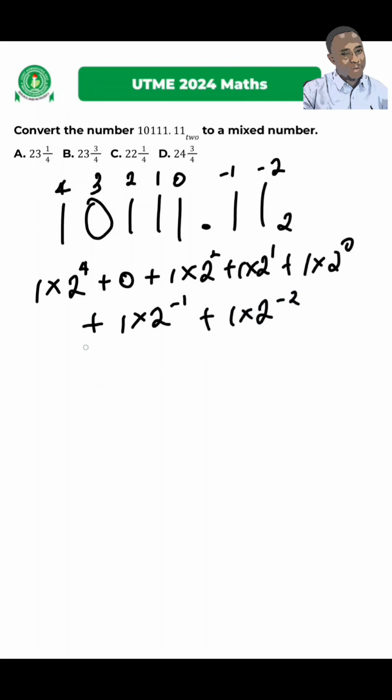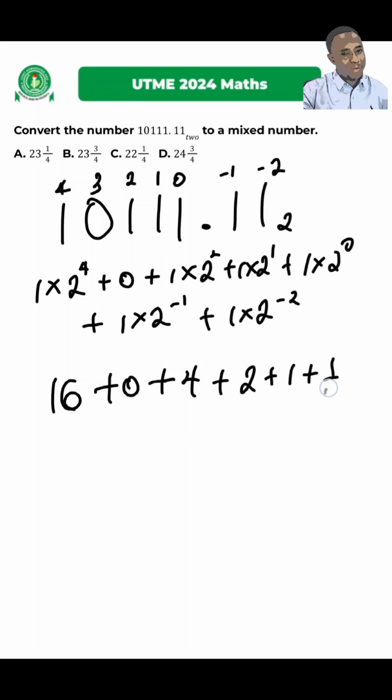So I have 2 raised to the power 4 is 16. I'm sure you know that. Plus 0, plus 2 raised to the power 2 is 4. 2 raised to the power 1 is 2. 2 raised to the power 0 is 1. Plus 2 raised to the power -1 is 1 over 2, and 2 raised to the power -2 is 1 over 4.